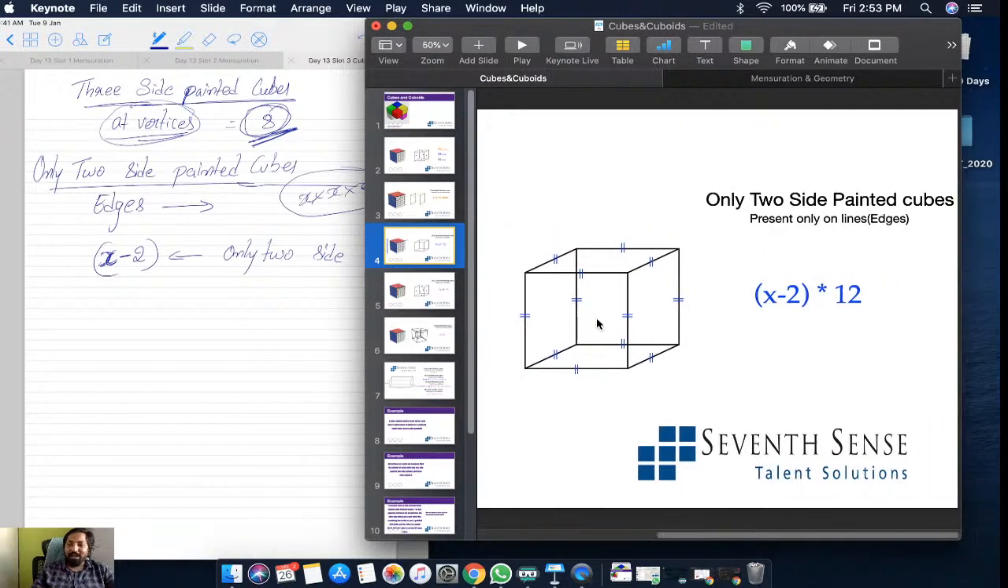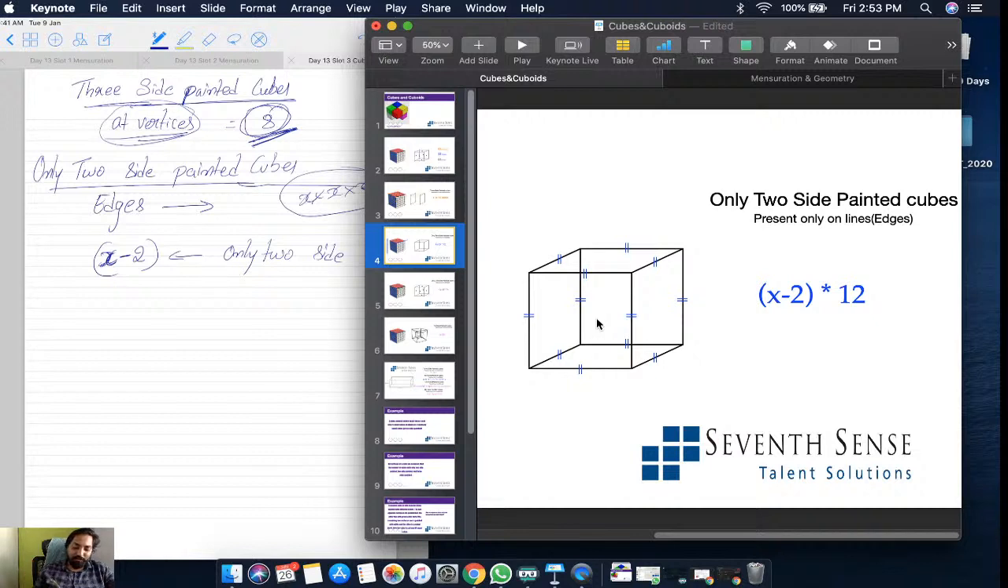So my final equation will go like this: 12 into x minus 2, which is only two side painted. 12 into x minus 2. I hope you understood how you got 12 and how you got x minus 2.